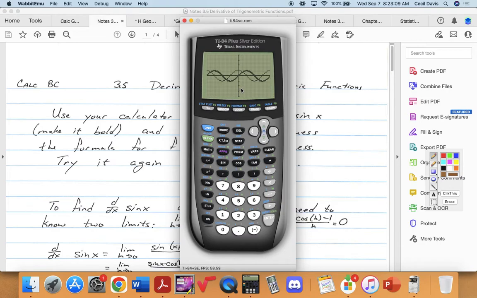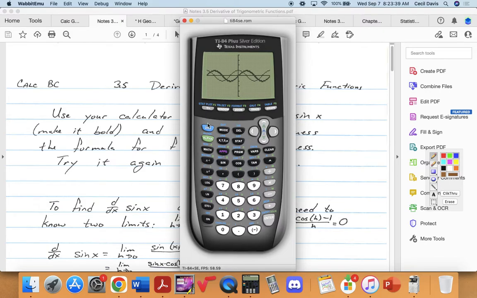Honestly, I remember the first time I learned that, I was like, that's unexpected. But it kind of makes sense. If you look at this, the slope of the sine curve at 0, 0 looks like it's about 1. The slope of the sine curve here is 0. The slope of the sine curve here is -1. And if you just stitch that together, you're like, oh, yeah, that's cosine. But it's very cool that the derivative of sine is cosine.